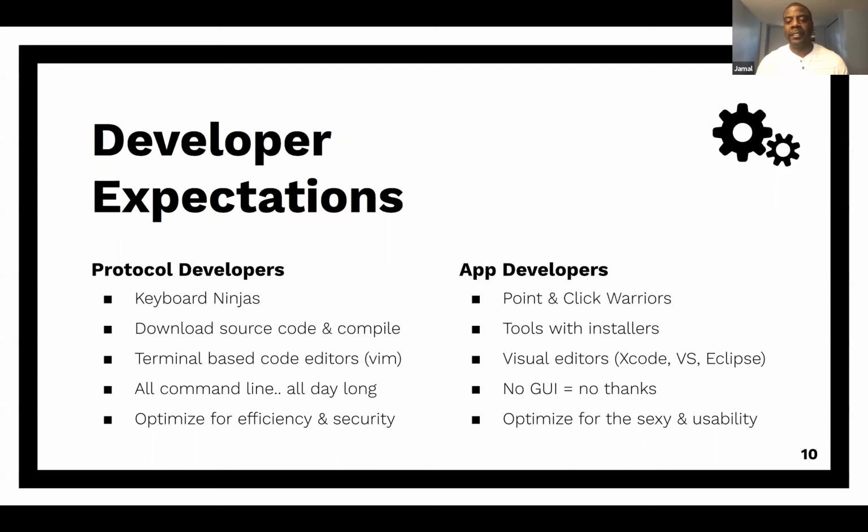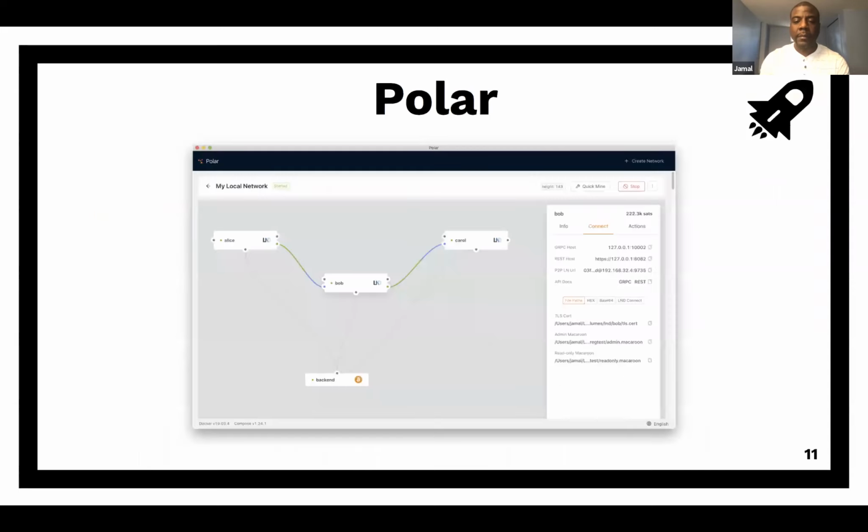So I bring that up just to state that the flow that I just went through of getting your dev environment set up was kind of structured or built by protocol developers who are comfortable in that environment. So for application developers, I wanted to work on something that made it a lot easier to get started. And I think it'll help onboard more developers who aren't comfortable on the command line or in those things. So Polar is a desktop application that runs on Mac, Windows, and Linux.